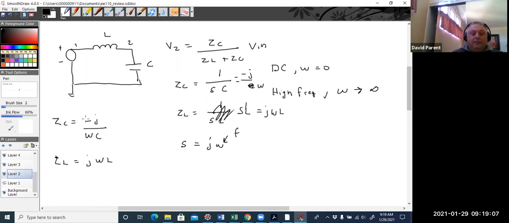Now, sure, if I take the magnitude of this, right, we just get 1 over omega C. If I take the magnitude of that, I get omega L. And where does the imaginary number go? Right? It comes into a phase number, which we'll go over later. But for what I'm about to say, we can kind of ignore the phase right now.